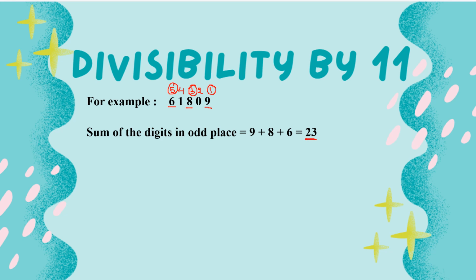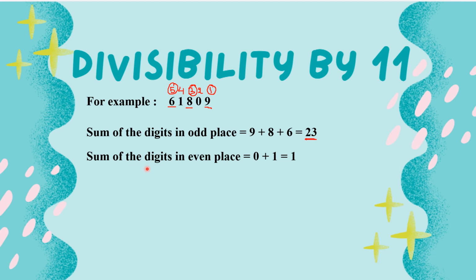Many children, what will they do? They will find the odd digits in the given number and add those. No, you should not do that. You have to add the digits which are there in the odd places. That's why first I have given the places. Now 1, 3 and 5 are the odd places. So add the digits which are there in those places.